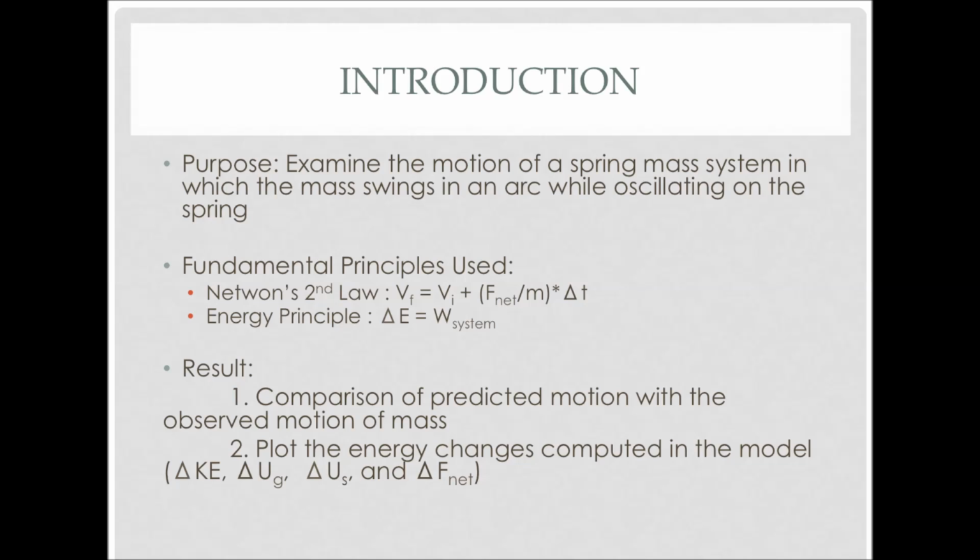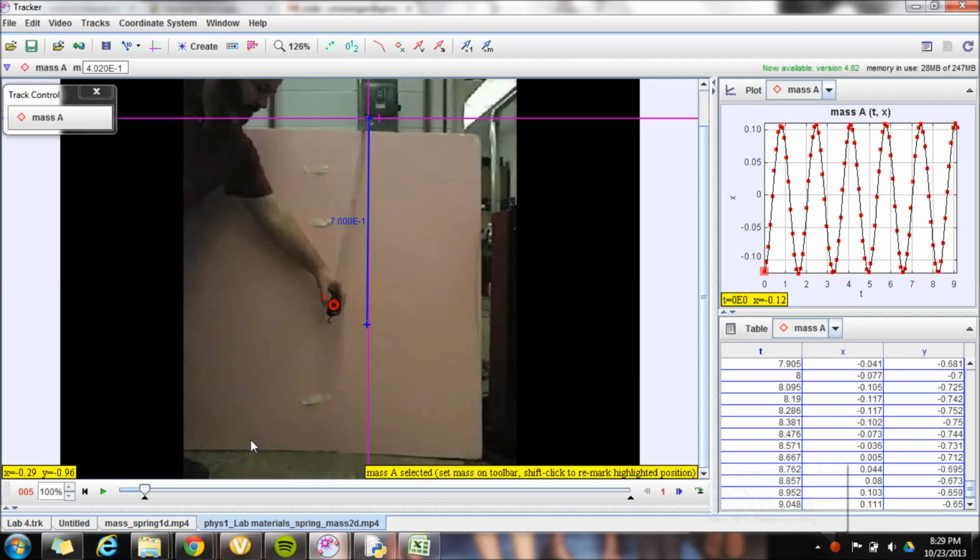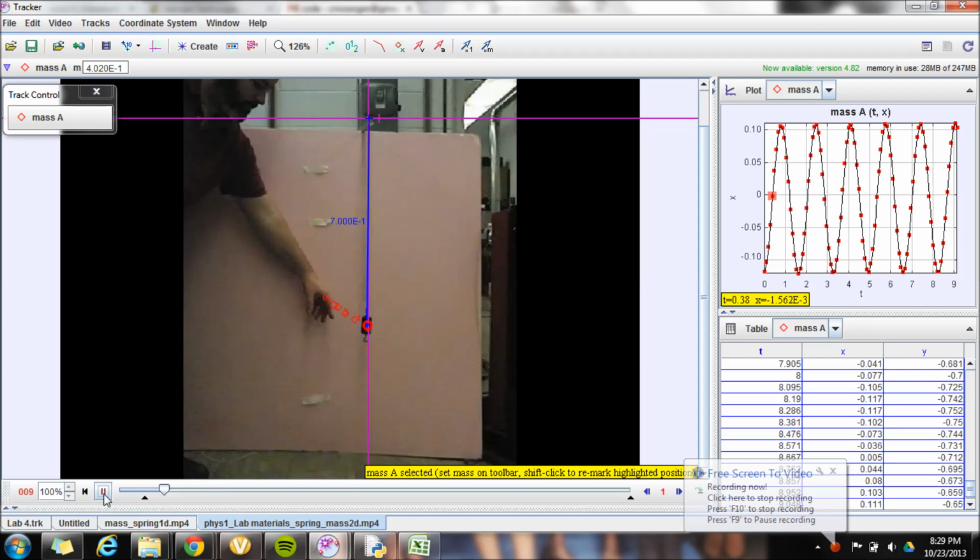As a result, we are able to compare the predicted motion with the observed motion of the mass, as well as plot the energy changes computed in the model, such as the change in kinetic energy, the change in gravitational potential energy, the change in the spring's potential energy, and the change in the total energy of the system. We were given a video to put into the program Tracker to plot the points of where the spring oscillated as it was released from rest.